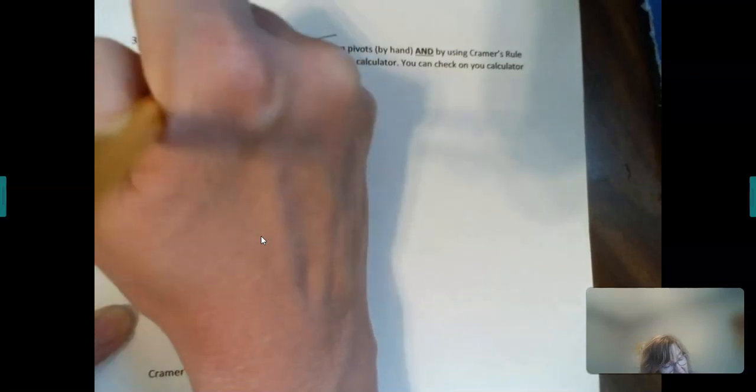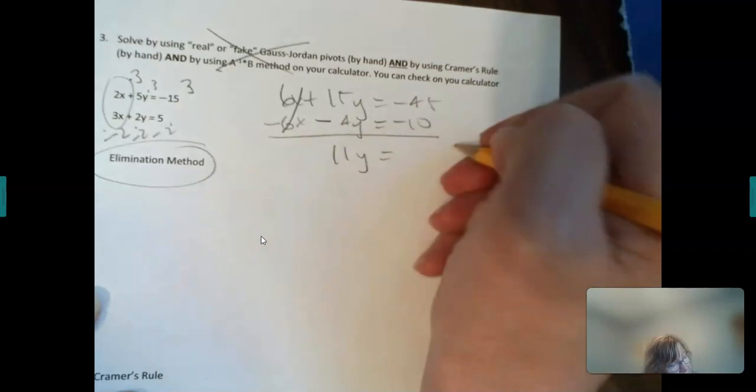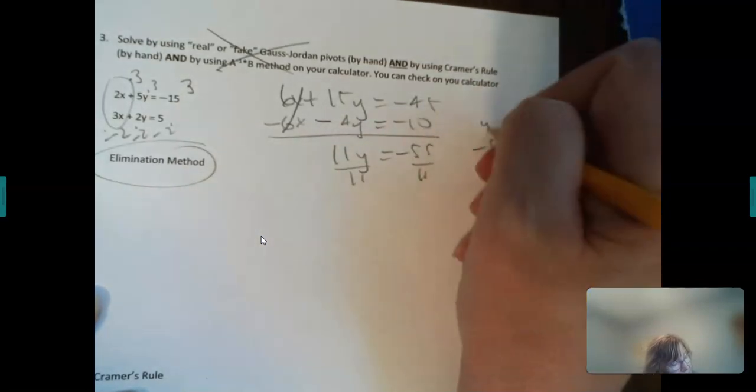All right, so let's do the Gauss-Jordan, or just do elimination. So you make these guys, what, 6 and a -6? So I'm going to multiply by 3, 3, and 3, and then -2, -2, -2. So I get 6x, 15y equals -45. Then -6x, -4y equals -10. These cancel, and I get 11y equals what? -55. Divide. I get a -5 for y.